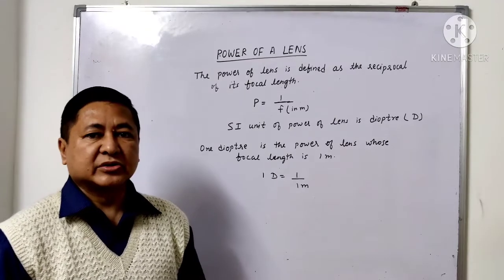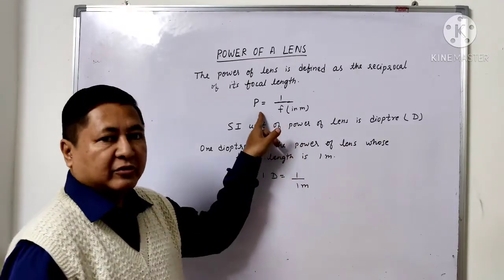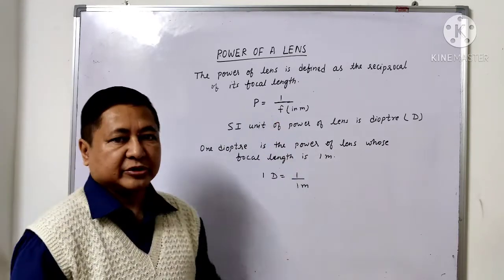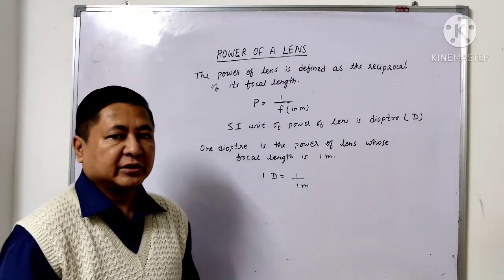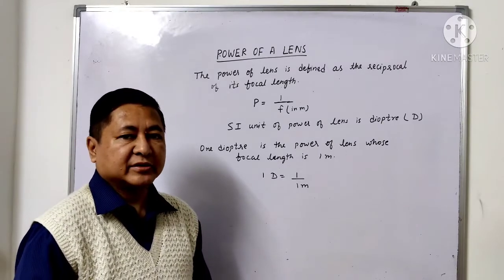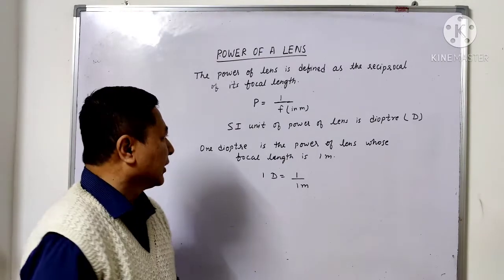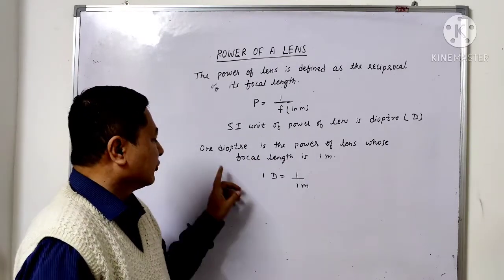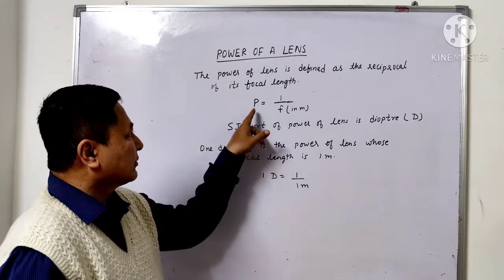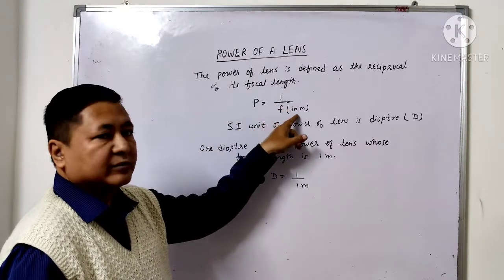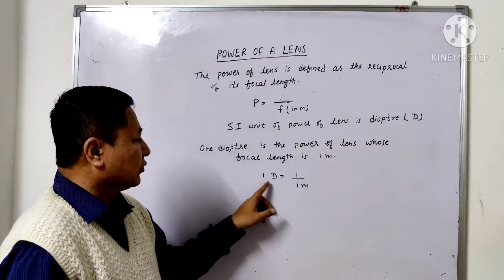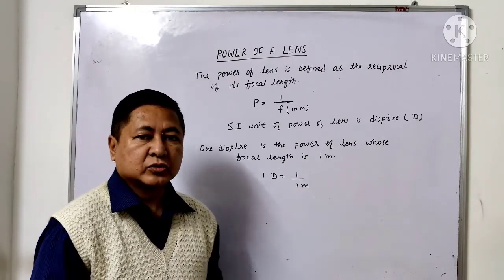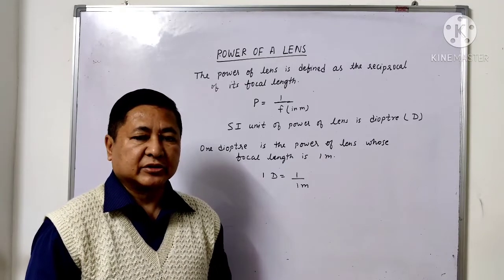That means P is equal to 1 upon f. This is the formula for power of a lens. P is equal to 1 upon f, and this f should be in meter. When finding the power of the lens, the focal length should be in meter. Now the SI unit of power of the lens is diopter. And what is 1 diopter? 1 diopter is the power of a lens whose focal length is 1 meter.